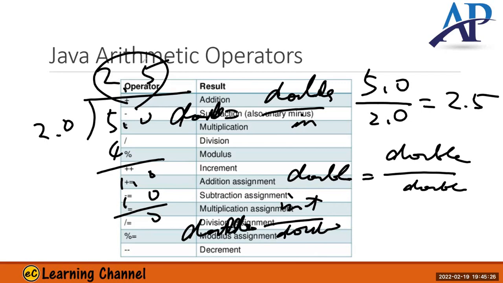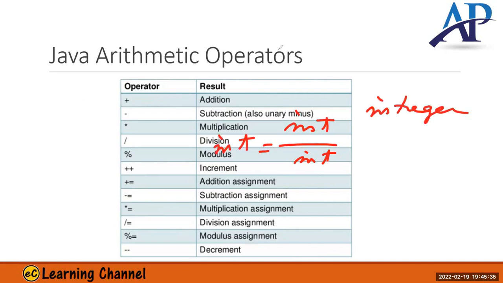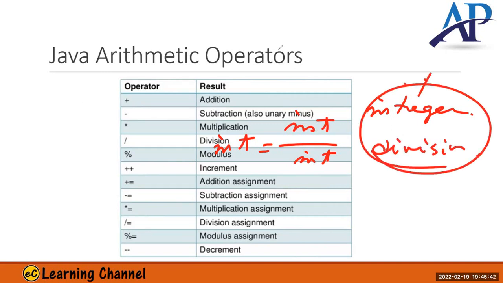Only when you have integer divided by integer, you get an integer. At that moment, we call it integer division. Integer division is a concept often tested in AP.